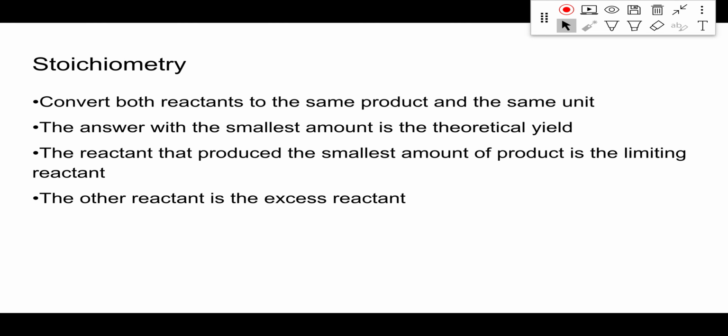To do this, we have to do two conversions. We have to do two stoichiometric conversions. We have to convert both of our reactants to the same product in the same unit. Whichever answer has the smallest amount of product, that's the theoretical yield. The reactant that made that smaller amount of product is your limiting reactant. The other one is your excess reactant.